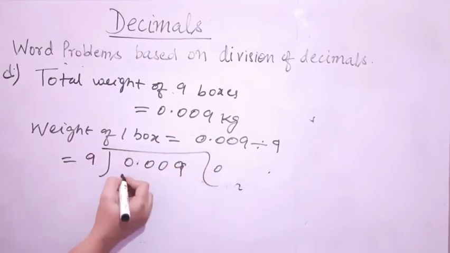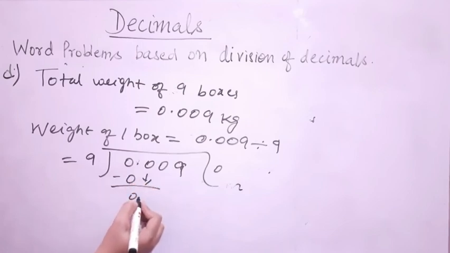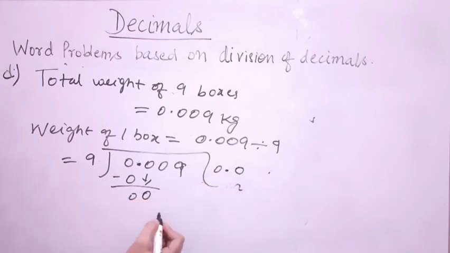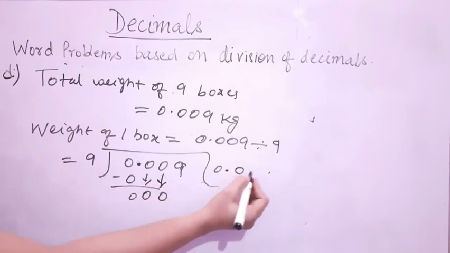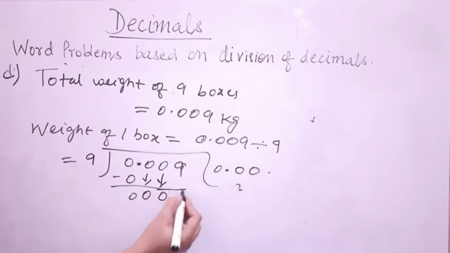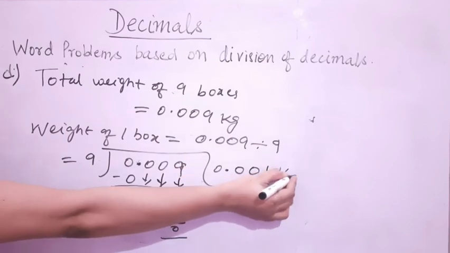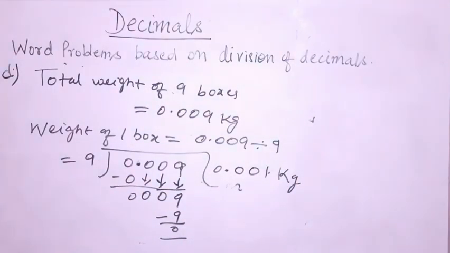So 9 zeros are 0. As you all can see that after 0 there is a decimal point, place a decimal point. 9 zeros are 0. Again 0 drop down, 9 zeros are 0. Now 9 will be dropped down, 9 ones are 9. So as you all can see that we have got 0 as the remainder. That means we have solved the question. So what will be the weight of one box? Weight of one box will be 0.001 kg. Don't forget to write the unit.